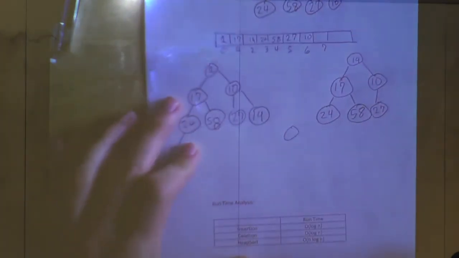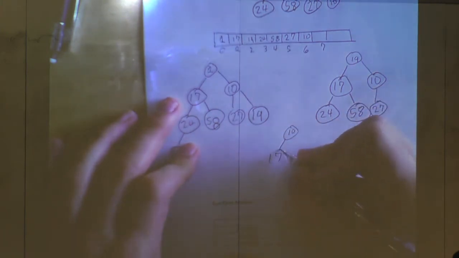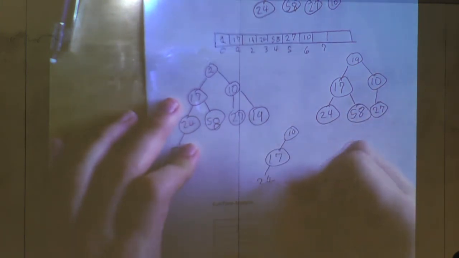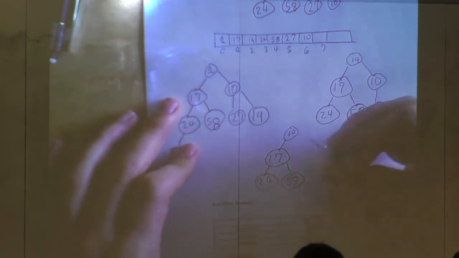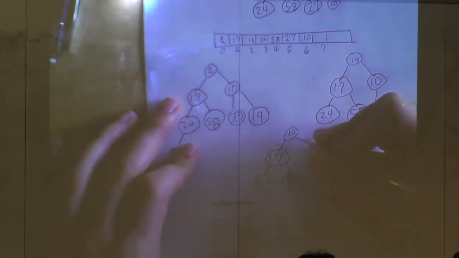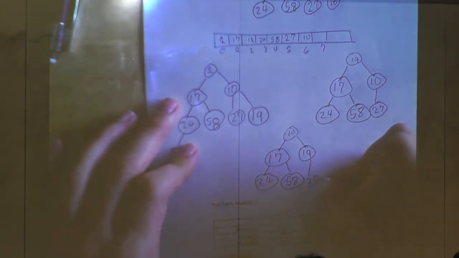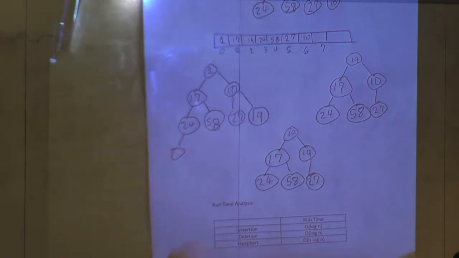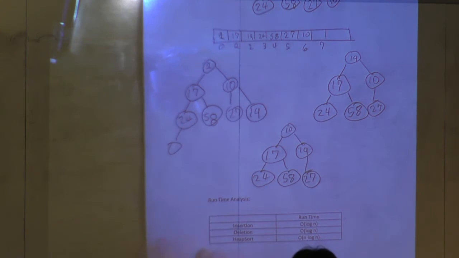10, 17, 24, 58, 19, 27. Okay, so now we're back to a proper heap where the children elements are all greater than their parents, and the tree is still complete. So that's how the deletion works. Questions?